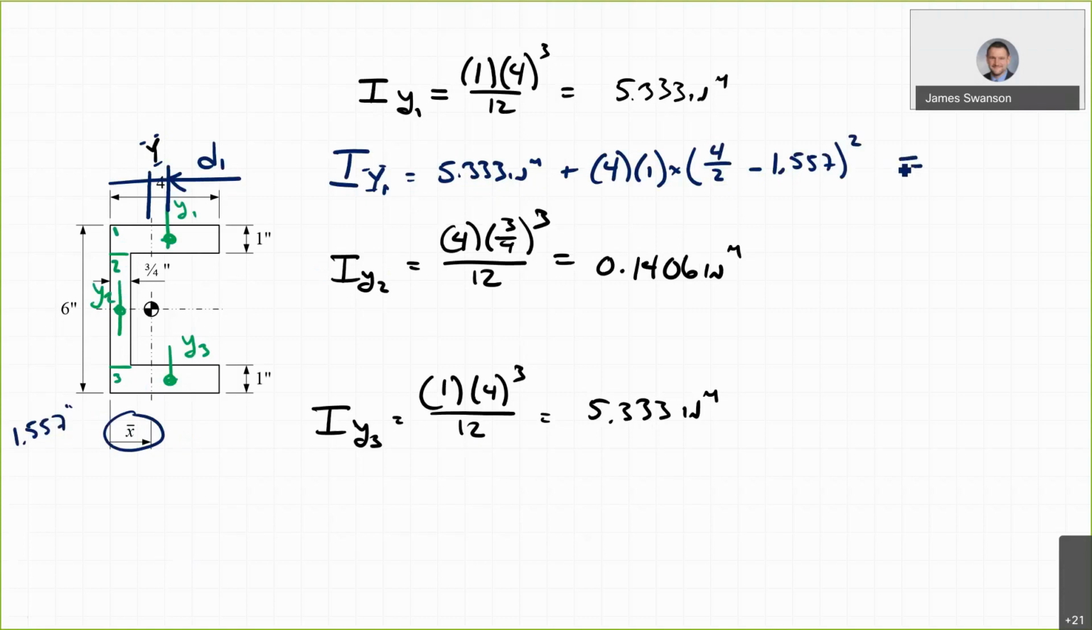So let's see, 1.557 negative 2, whoops, 2 plus, square that, times 4. Let's roll that down, 5.33 plus. That gives me 6.118 inches fourth. And then I'll jump down here and I'll do the same thing because it's symmetric. So 6.118 inches fourth.